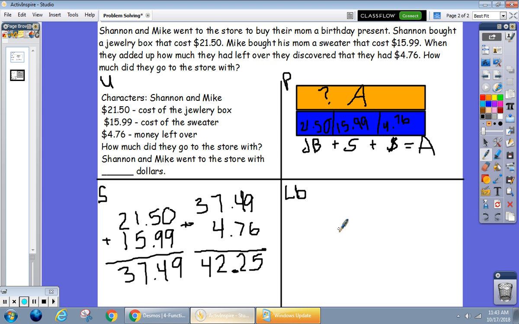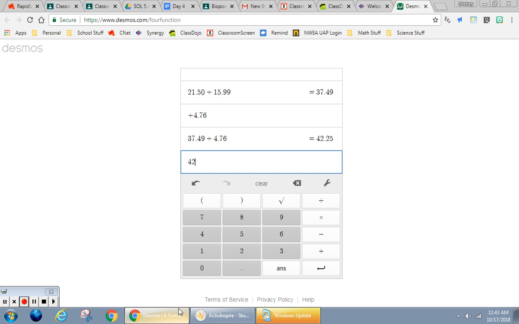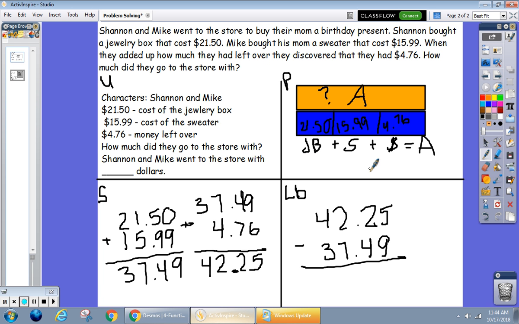All right, so how can I use a fact family statement to double check my answer? I could do the thing that I think is my answer, $42.25. And I'm going to subtract the amount that I spent, because this is how much I came to the mall with, and I subtract the amount that I think I spent. Let's see. So I'm going to do this in my calculator. So $42.25 minus $37.49. $4.76 is what should be left over. $4.76 is what's left over. Perfect.